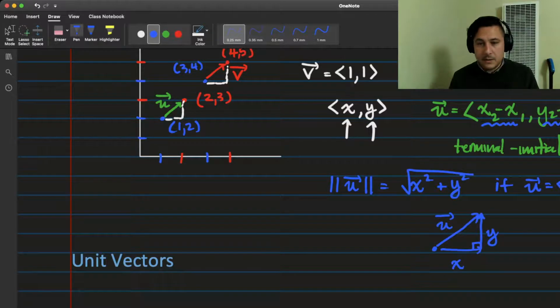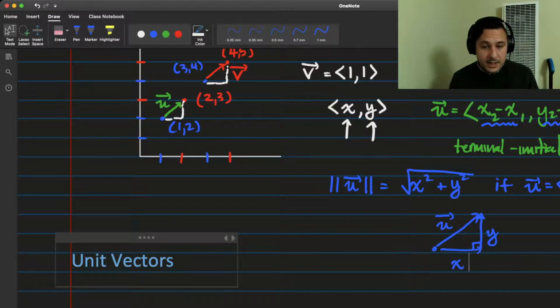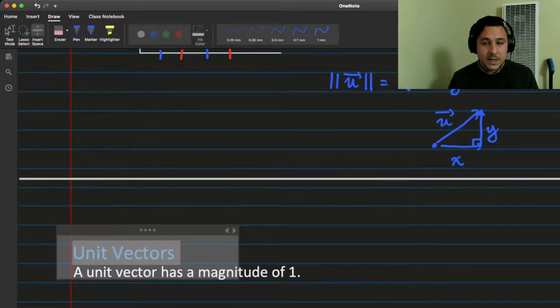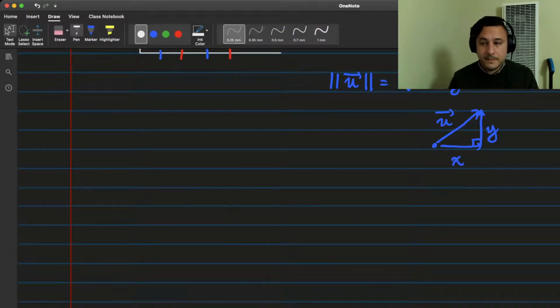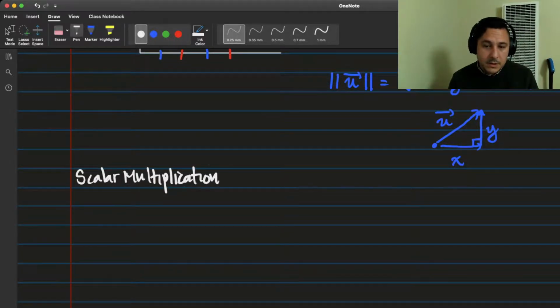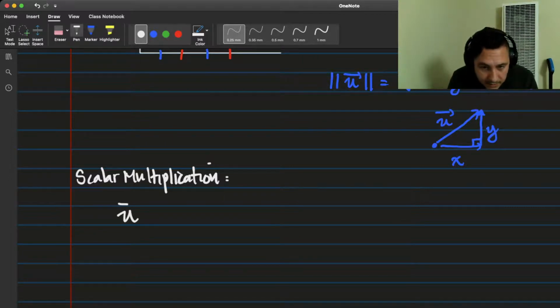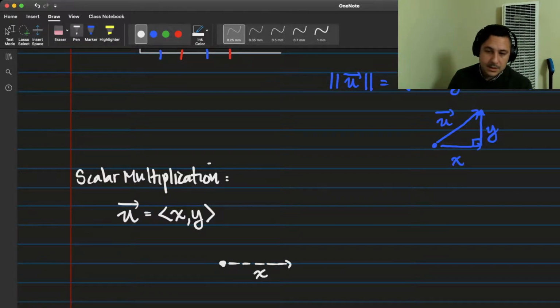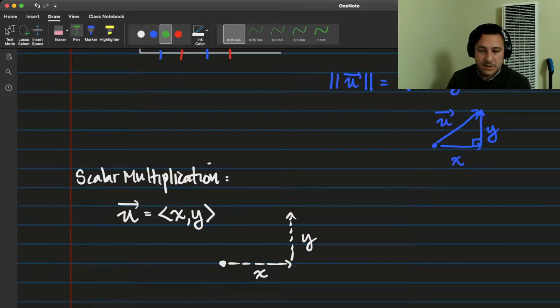We also need to talk about scalar multiplication and component form. Sorry, I just need to make more space. So how does scalar multiplication play with component form? If you have some u vector with components x, y, again, you're starting here at your initial point. You're moving to the right by x, and you're moving up by y. That gives you your terminal point, so you're going from there to there.